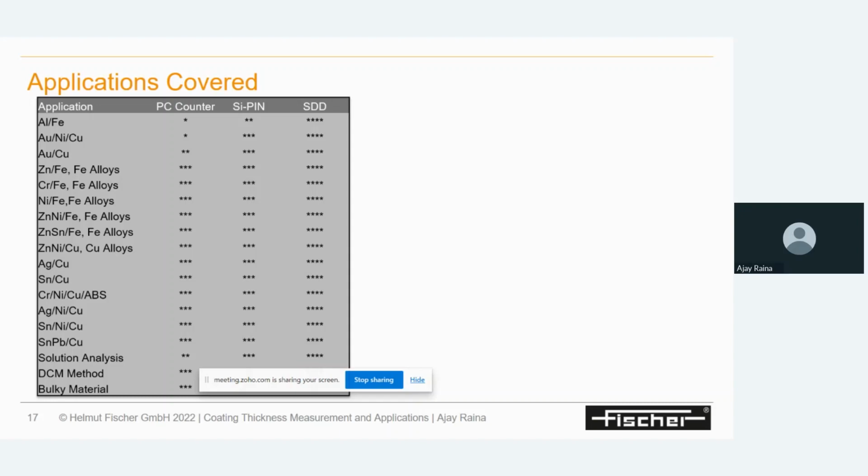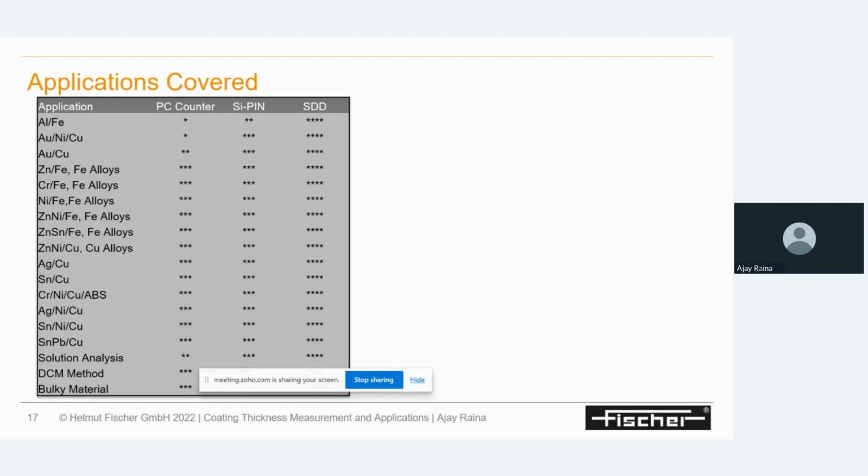Then SDD is better. If we choose gold, nickel, and copper, or you have a gold and copper base, a proportional counter will also suffice. Silica pin will also do the application, but SDD is always better. If you have a zinc coating, zinc on ferrous or on different types of ferrous alloys, a proportional counter will also work, silica pin will also work, and SDD is always the better option. Coming to other applications, like nickel, nickel zinc, zinc tin, silver coatings, tin coatings, the proportional counter is also doing the application. You can check with the proportional counter instrument, with silica pin, or with SDD.